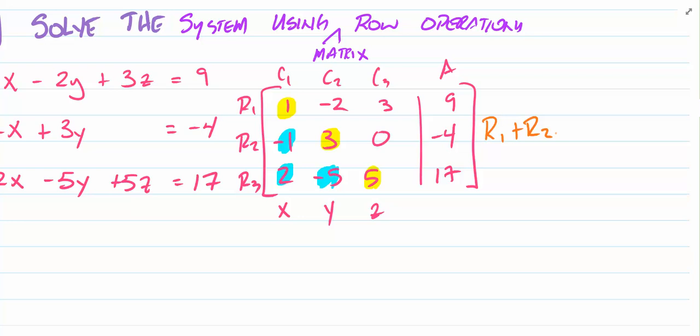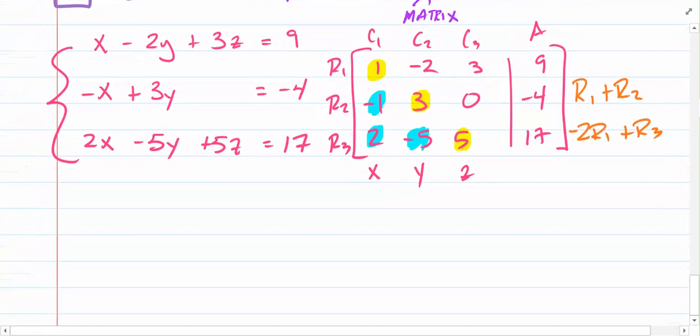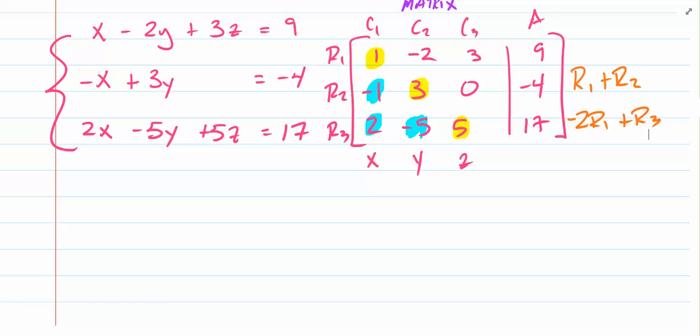I can also do another move. What would it be? No, we can't subtract rows. Yeah, negative 2 times row 1 plus row 3. Yeah, exactly. Those are the two things that I'm going to do.